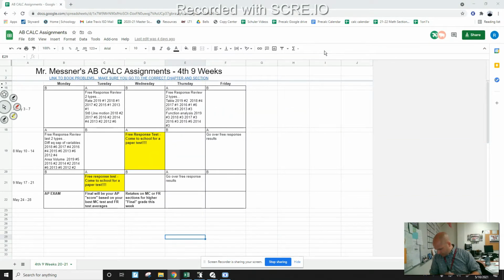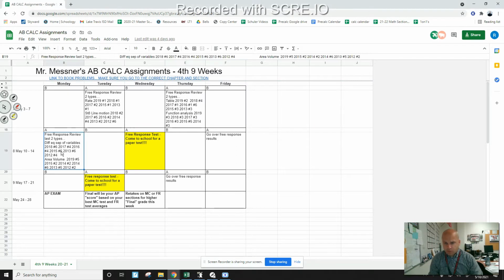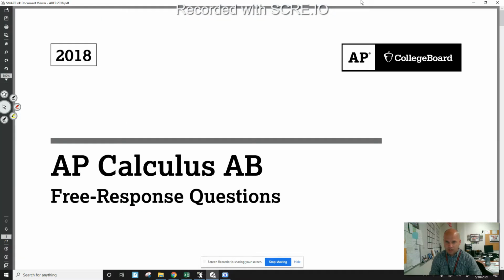What's up? We got the last two types of free response problems that show up consistently: differential equations that involve separation of variables, and then area and volume. The ones that you probably remember the least are the differential equation separation of variables. So we'll start with the 2018 number 6.